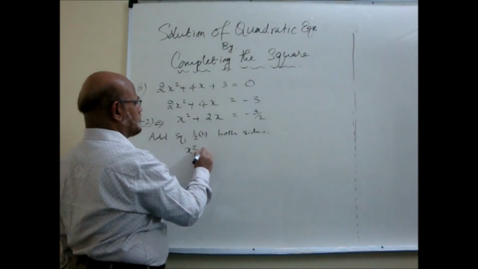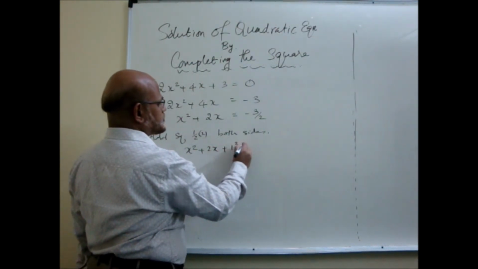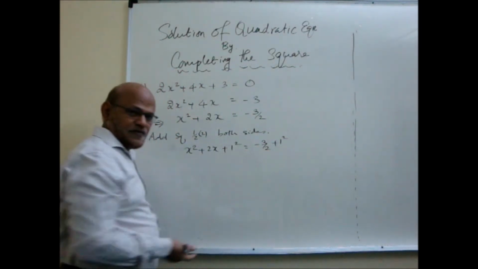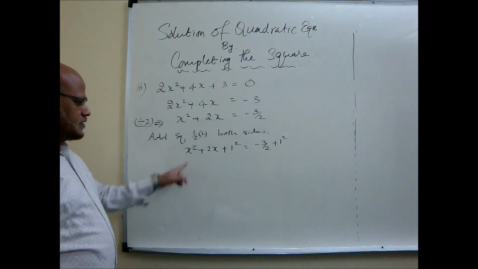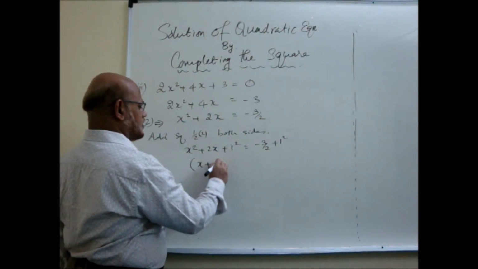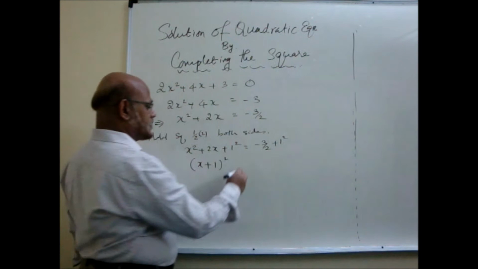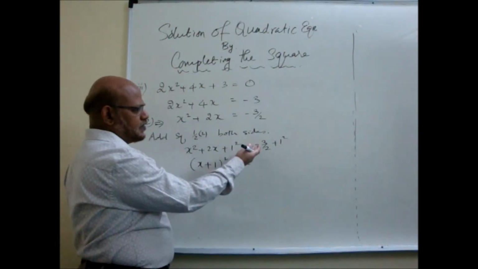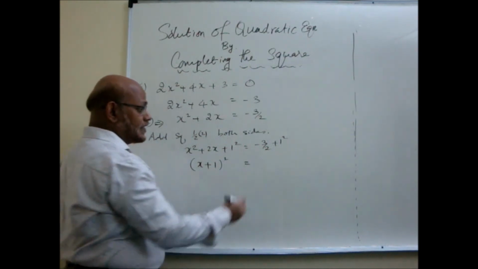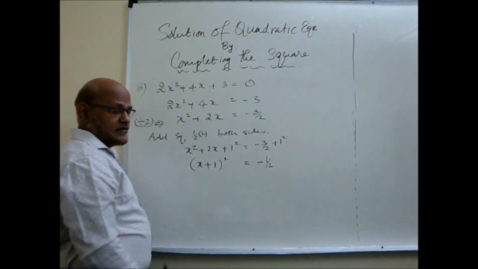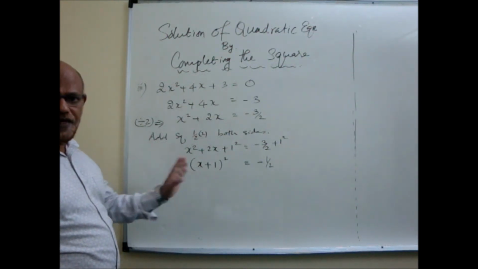So x square plus 2x plus 1 square equals minus 3 by 2 plus 1 square. 1 square is 1. As I told you earlier, this is nothing but x plus 1 the whole square. The other side is becoming, you can take LCM, minus 1.5 plus 1. It is becoming minus half. Okay, so next is taking the square root on both sides.